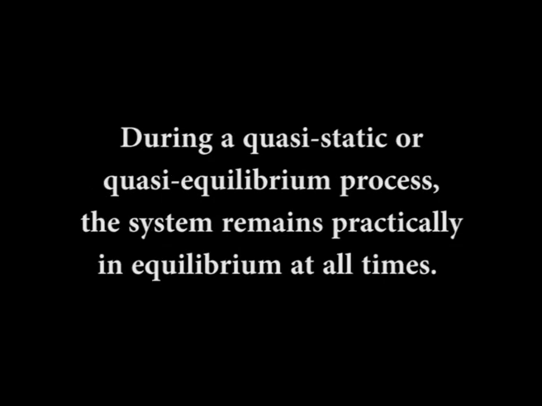Any change from one state to another is called a process. A process with identical end states is called a cycle. During a quasi-static or quasi-equilibrium process, the system remains practically in equilibrium at all times.